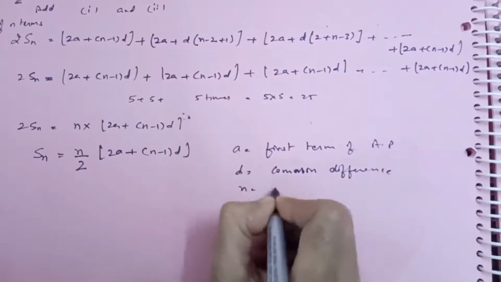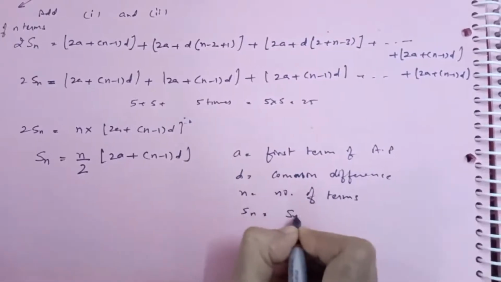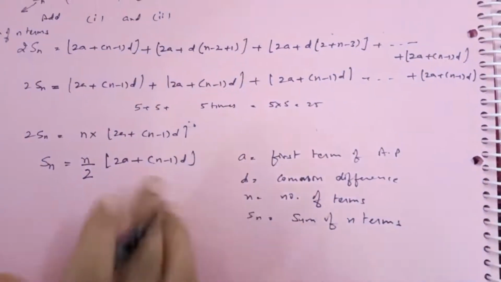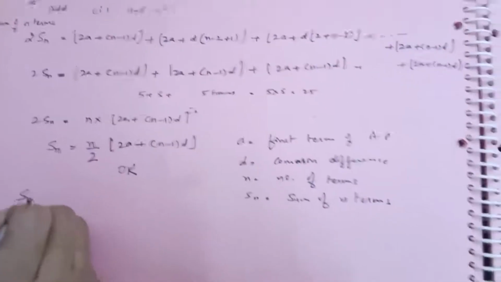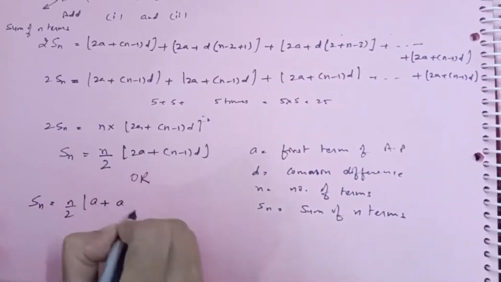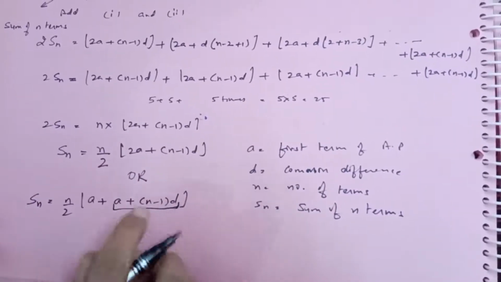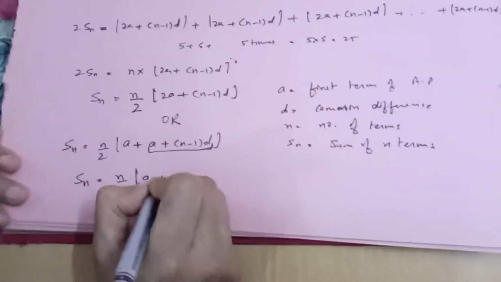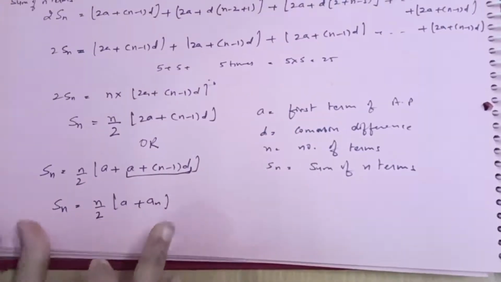n is the number of terms, and Sn is what you are going to find out, the sum of n terms. Or I can convert it into one more formula, n by 2 into 2a plus n minus 1 d, and this is nothing but the last term or general term. So one more formula can be created: n by 2 into a plus an. When the common difference is not given, but the last term and first term are given, we can use this formula.